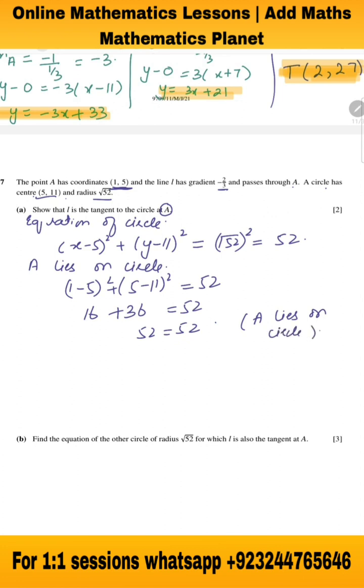So now we need to find the measurement of AC, point A to the center. What is the center? Center is this. What is A? This. So it would be (11 minus 5) divided by (5 minus 1), y2 minus y1 over x2 minus x1. This is the slope. And the measurement of the tangent line.